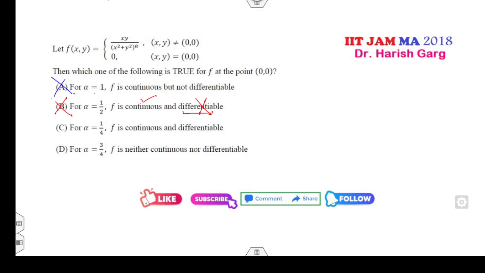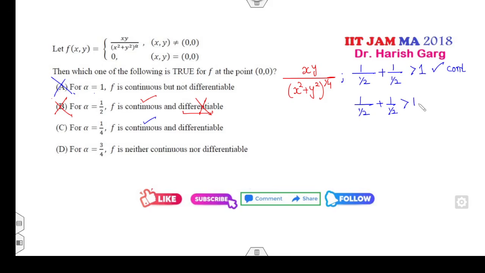Look at the third option. When x is 1 by 4, xy x square plus y square raised to power 1 over 4. Is it continuous? 1 power is my half. Is it greater than 1? Yes, the function is continuous. Fine. Is it differentiable? 1 by 2 plus 1 over 2. Is it greater than 1 plus 1 over 1 by 2? So that is my 4. 4 is greater than 3. Yes, satisfied. C is the right answer.